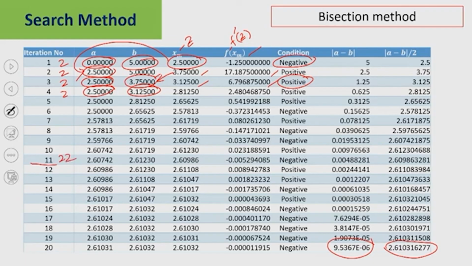So, at the 11th iteration we are getting the absolute value of a minus b as 0.00488, and the solution is 2.6098. Okay. So, that way I can compare, and anyway, if you do some more iterations, you are getting the optimal solution of this particular problem. Your error is just decreasing. Okay. So, in this case it is up to 10 to the power minus 6.